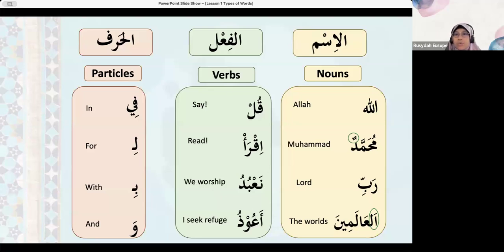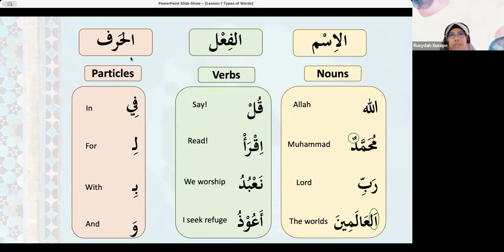Okay, so na'budu. A'udhu, qul a'udhu. Say, after say what? I seek refuge. I seek protection. So seeking refuge, seeking protection is also a form of action. A'udhu billahi minash shaitanir rajim. I seek refuge. So we are doing something. When I say A'udhu billahi minash shaitanir rajim, I am asking Allah to protect me. I seek refuge in Allah from shaitan, the cursed. So it's a form of action. A'udhu is a type of verb or fi'l.